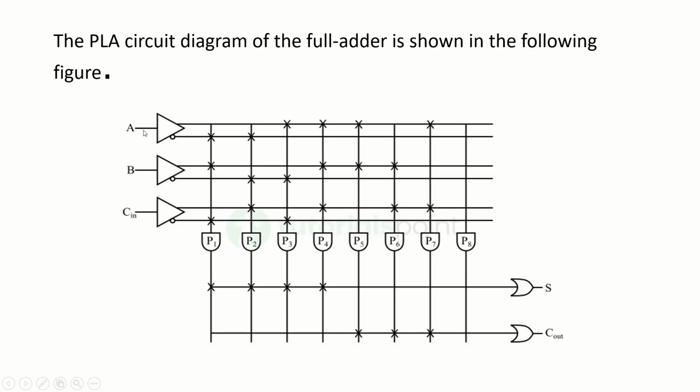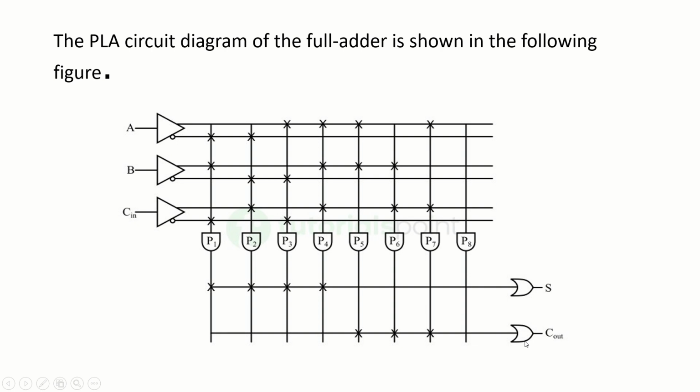So we have drawn an input buffer of A, B and C in. Here this terminal will give you output A and this terminal will give you output A bar. Similarly B, B bar, C, C bar. Now let's also draw sum and carry, S and C out.